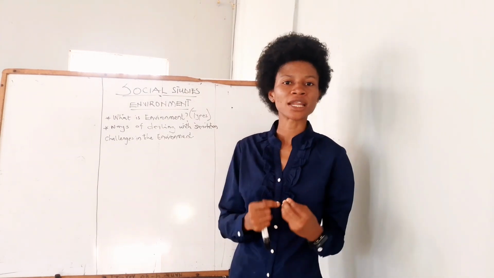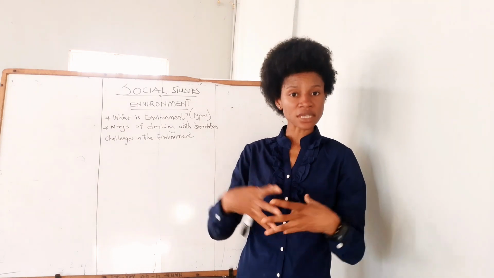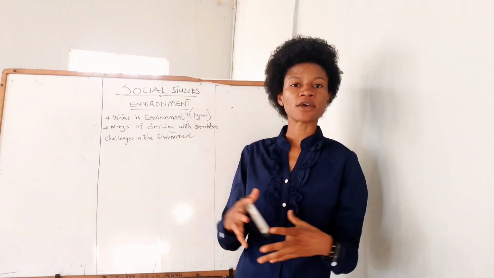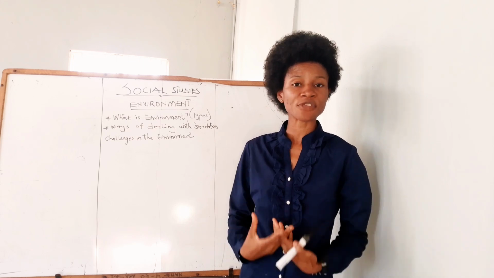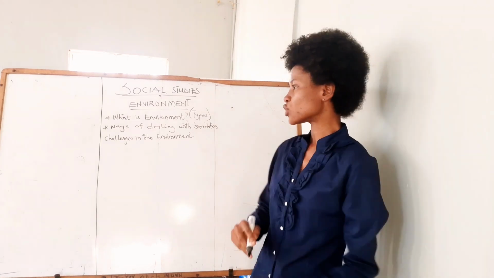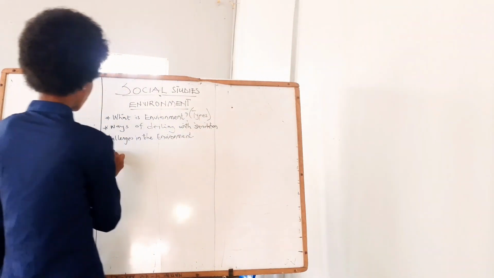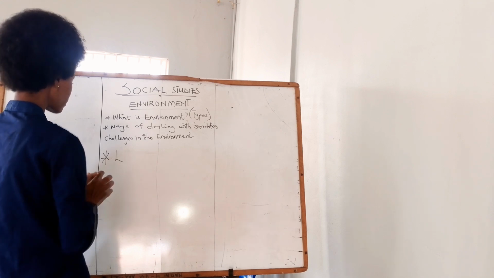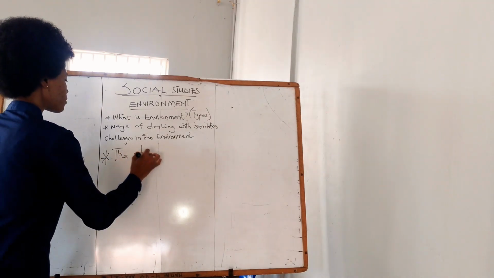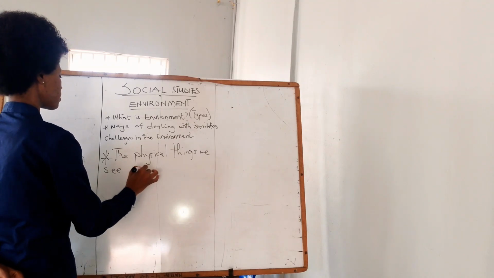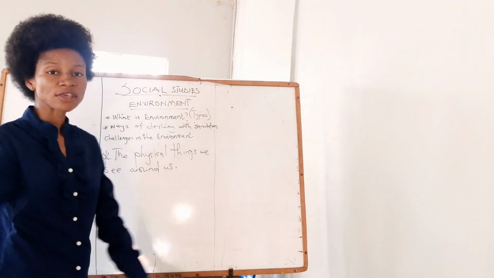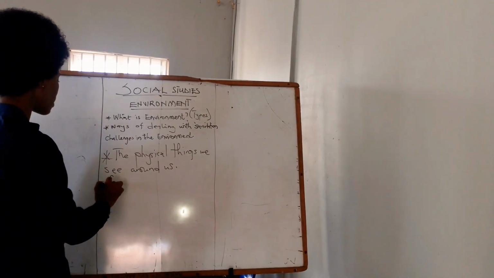At this point, you can let them know that the things that they have seen are what constitutes the environment. So in simpler terms, environment simply means the physical things we see around us. So that is our definition for environment. The physical things we see around us, then you can give examples.